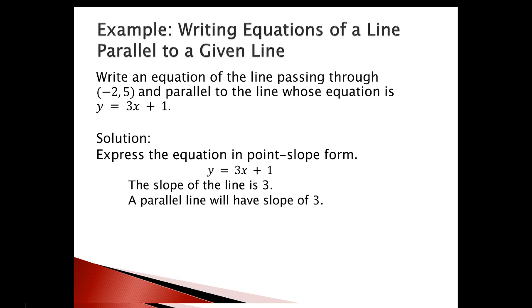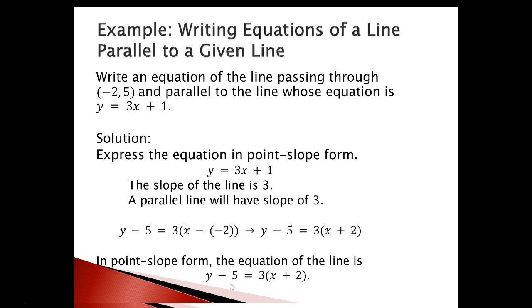Now we know the slope of the parallel line, and also we know one point on that line, that is (-2, 5). Then by using point-slope form, we can define the equation of the parallel line. The equation in point-slope form is y - y1 = m(x - x1). In this case, x1 equals -2 and y1 equals 5. So the equation becomes y - 5 = 3(x + 2).